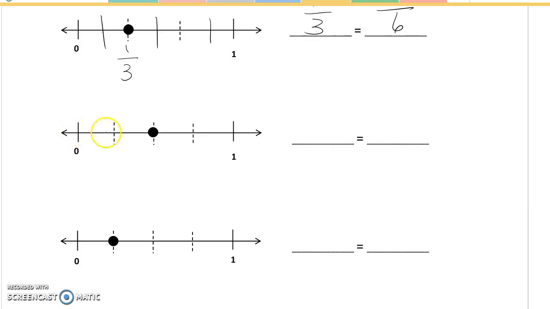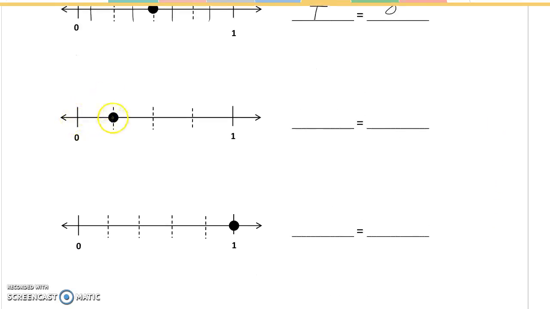Here I've got 1, 2, 3, 4 sections, so I'm talking about fourths. My dot is at the second one. So we're at 2/4. If I break each of these in half, now I've doubled my sections. Double 4 is 8, just like double 3 is 6. So now 1, 2, 3, 4. I can double that top number also to get an equivalent fraction.